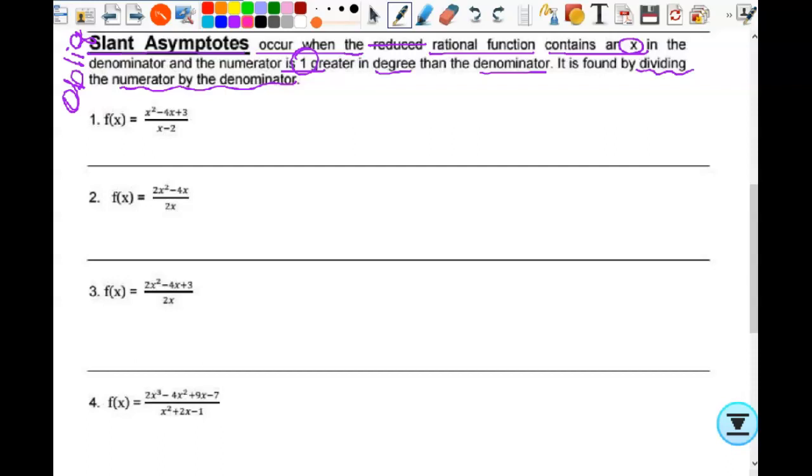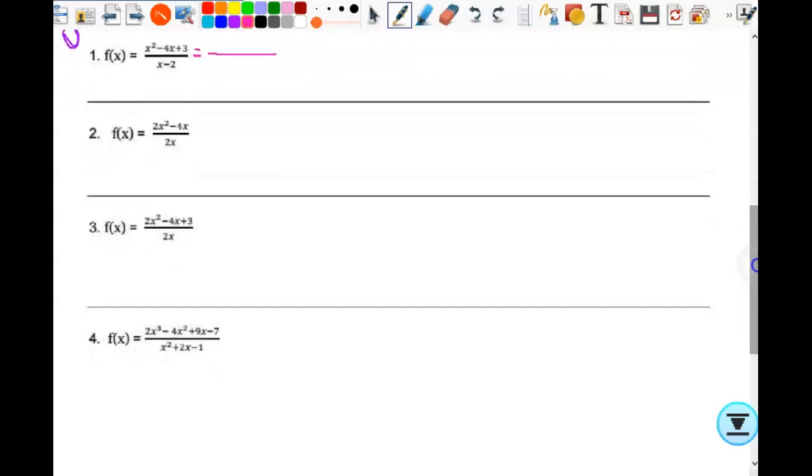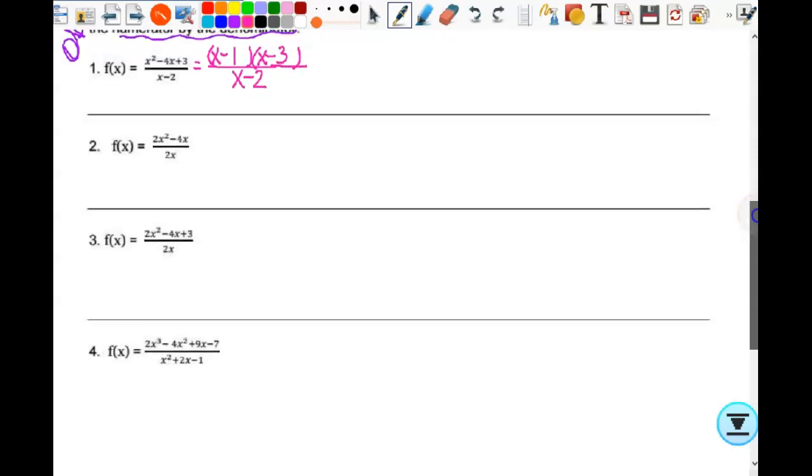So when I look at this, I'm going to try and factor this. In my numerator, I'm going to have x and x. 3 is positive, so the signs are the same. x minus 2 in the denominator. What are my 2 numbers that go in the numerator? 1 and 3. So can I reduce this? No. All right, but since this is top heavy, that means I do not have a horizontal asymptote, but I'm going to have a slant asymptote.